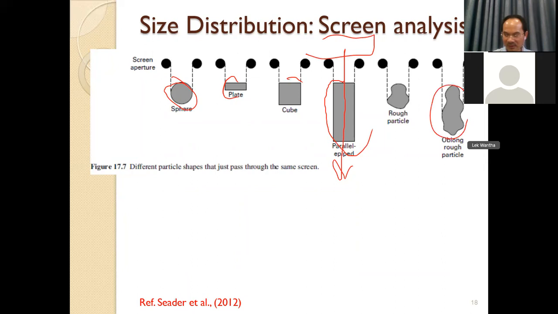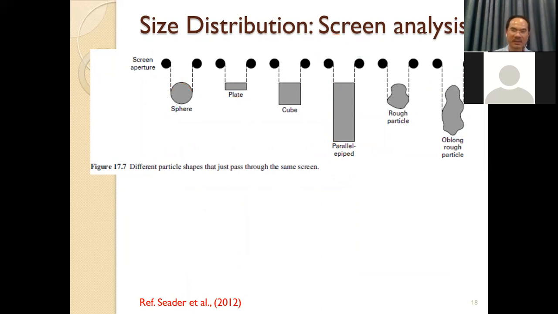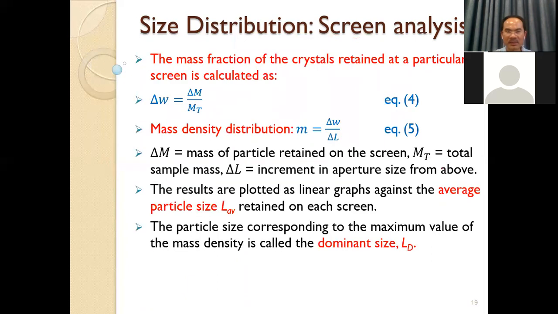For this one also, we move in a different direction. It depends on the direction of the side, and on the size and shape for the screen. This is the difficulty of screen analysis. It depends on the size and the shape of the solid to be separated. Okay, how to analyze?